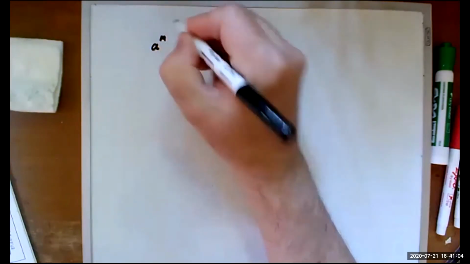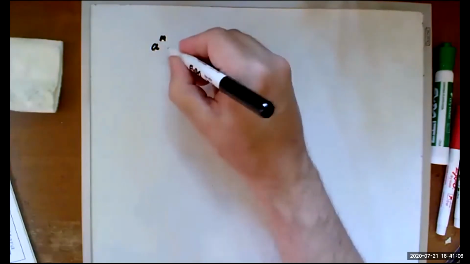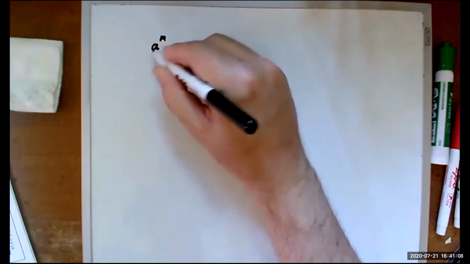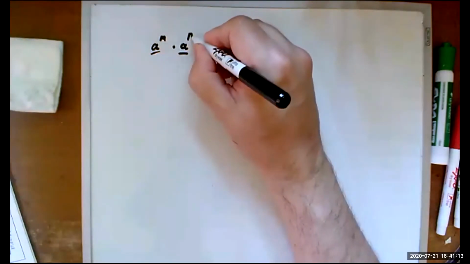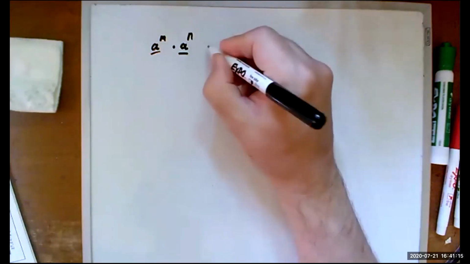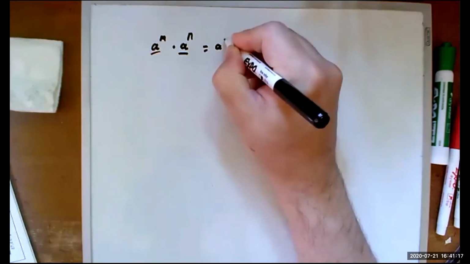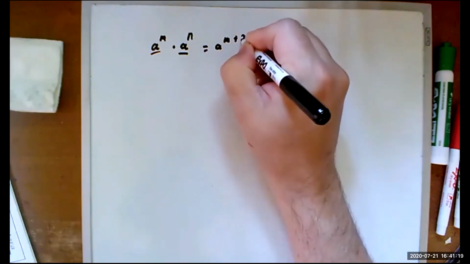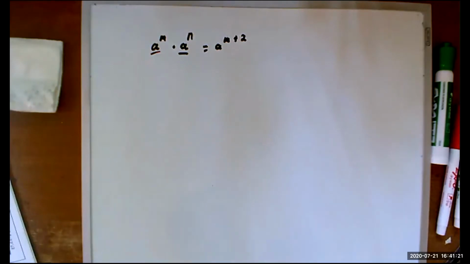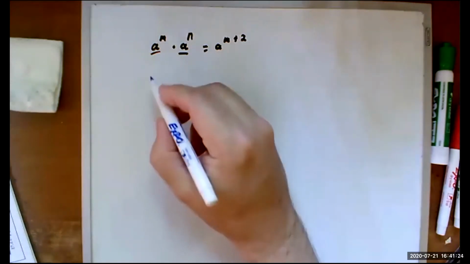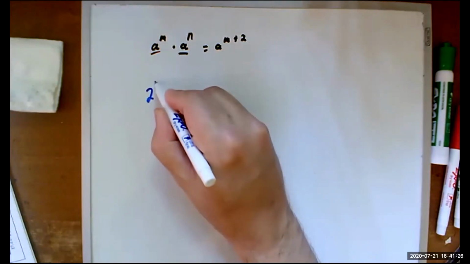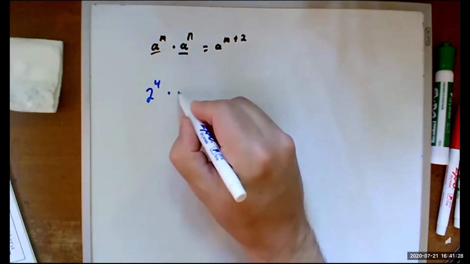Moving along to interacting powers. If I have some number to the power of m, and I'm going to multiply that by some power of the same base, that's the important part, of the same base to the power of n, I can just end up adding these exponents.